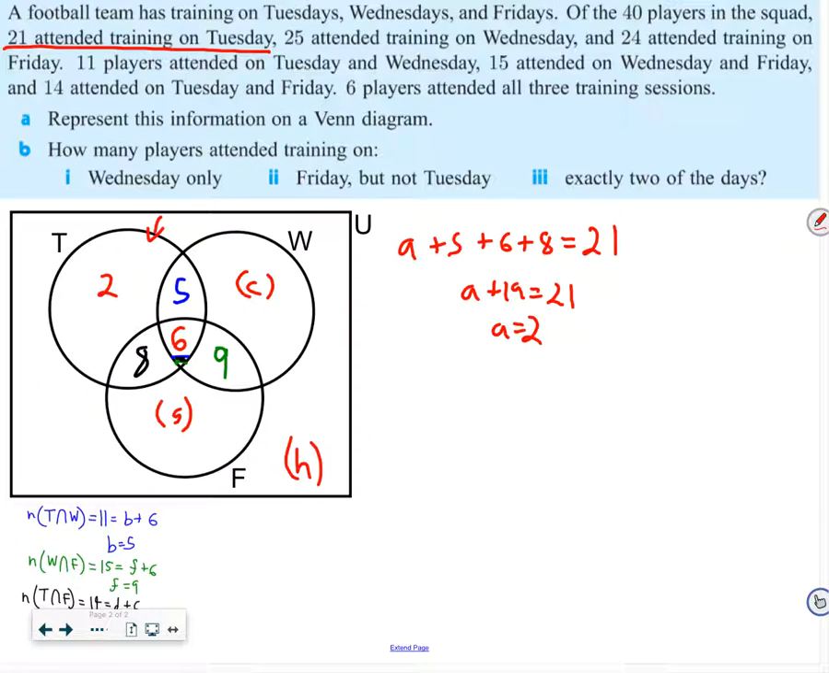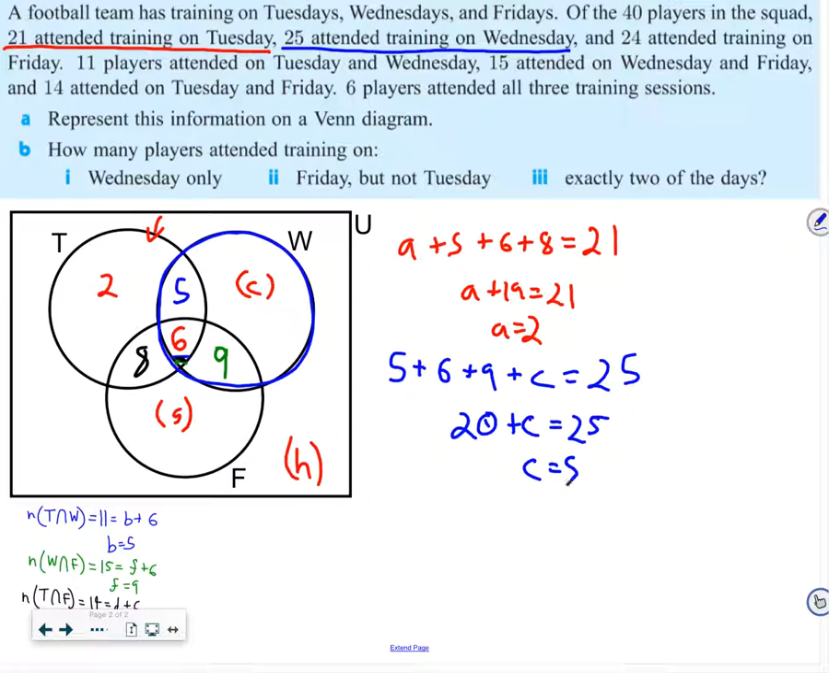Now I want to solve for C using this information about Wednesday. I need to include this information here. What were the players that attended on Wednesday? I have the 5 players that attended Tuesday and Wednesday, the 6 that attended all of them, plus the 9 that attended Wednesday and Friday. I don't know how many players attended just on Wednesday. That's my C. All those together need to add to 25. 5 plus 9 plus 6 is 20, plus C is equal to 25. Therefore C is equal to 5. I'm going to put that there.